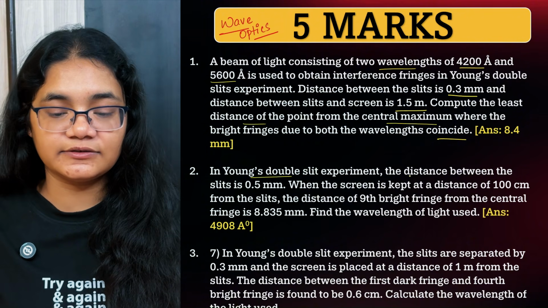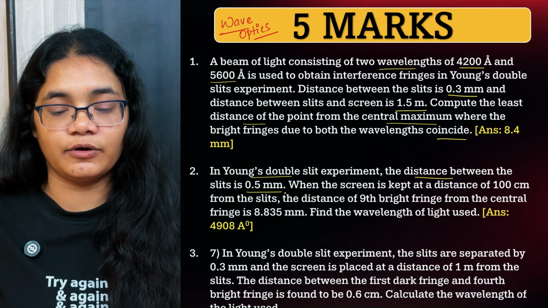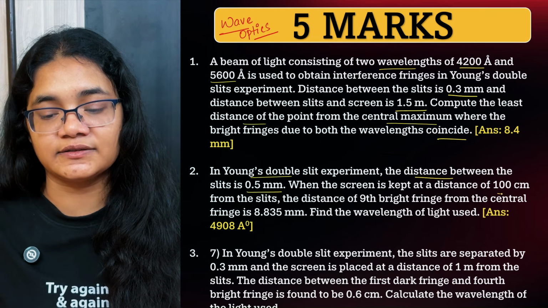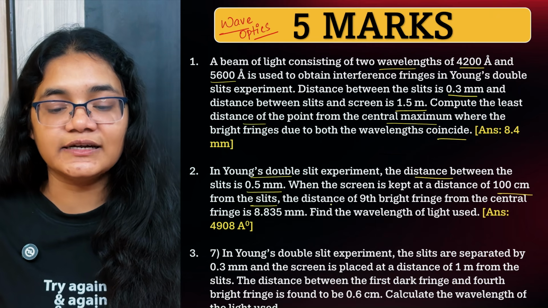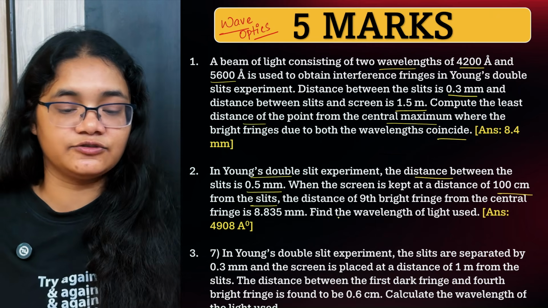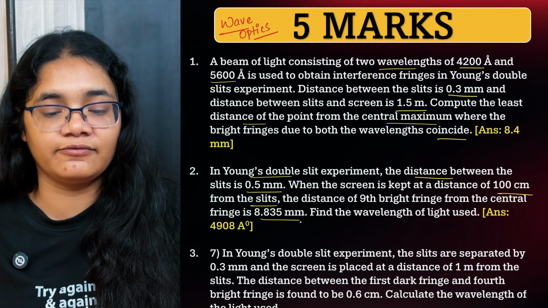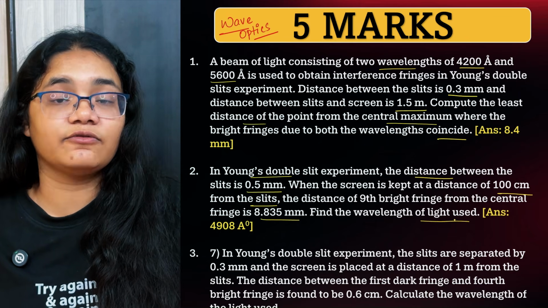Next, in Young's double slit experiment, the distance between the slits is 0.5 mm and when the screen is kept at a distance of 100 cm from the slits, the distance of the ninth bright fringe from the central fringe is 8.835 mm. Find the wavelength of light used.